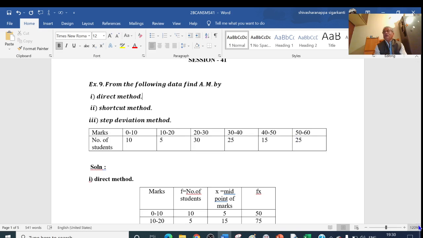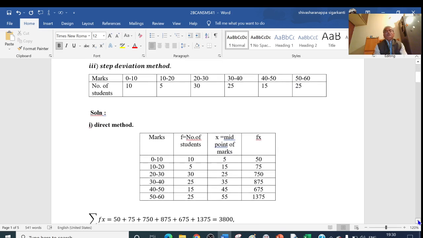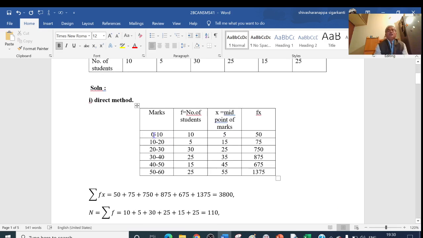So we write a table. In the first row, we write the marks 0 to 10, 10 to 20, 20 to 30, 30 to 40, 40 to 50, 50 to 60. This is known as the class interval. And f, the number of students, is nothing but the frequency: 10, 5, 30, 25, 15, 25.